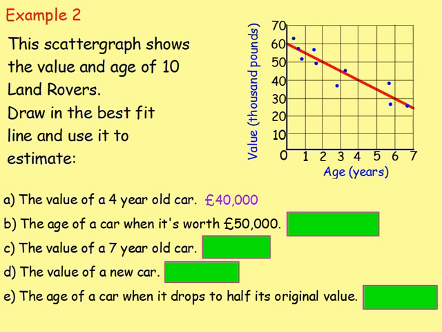For part B, the age of a car when it's worth £50,000. What do you think that will be, Ellie? Ooh, you think 2 years? You're perfectly right. Well done, Ellie. High five. The age of a car when it's worth £50,000 would be 2 years old, because if we start at that £50,000, there's £50,000, go straight along to our best fit line. That is what we're using to make these predictions. Then go straight down. We hit 2, so we are at 2 years, which means the value of the car at £50,000 would be roughly 2 years old. Woo!